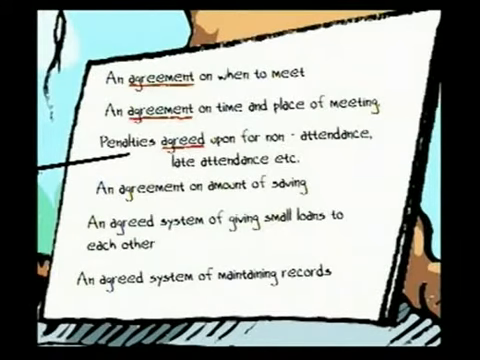This will give them an idea on time management and discipline, an agreement on amount of saving, an agreed system of giving small loans to each other, an agreed system of maintaining records. Again, this will give transparency to the operations of the SHG. Did you notice? All these rules are agreed upon by the members and not thrust upon the SHG.